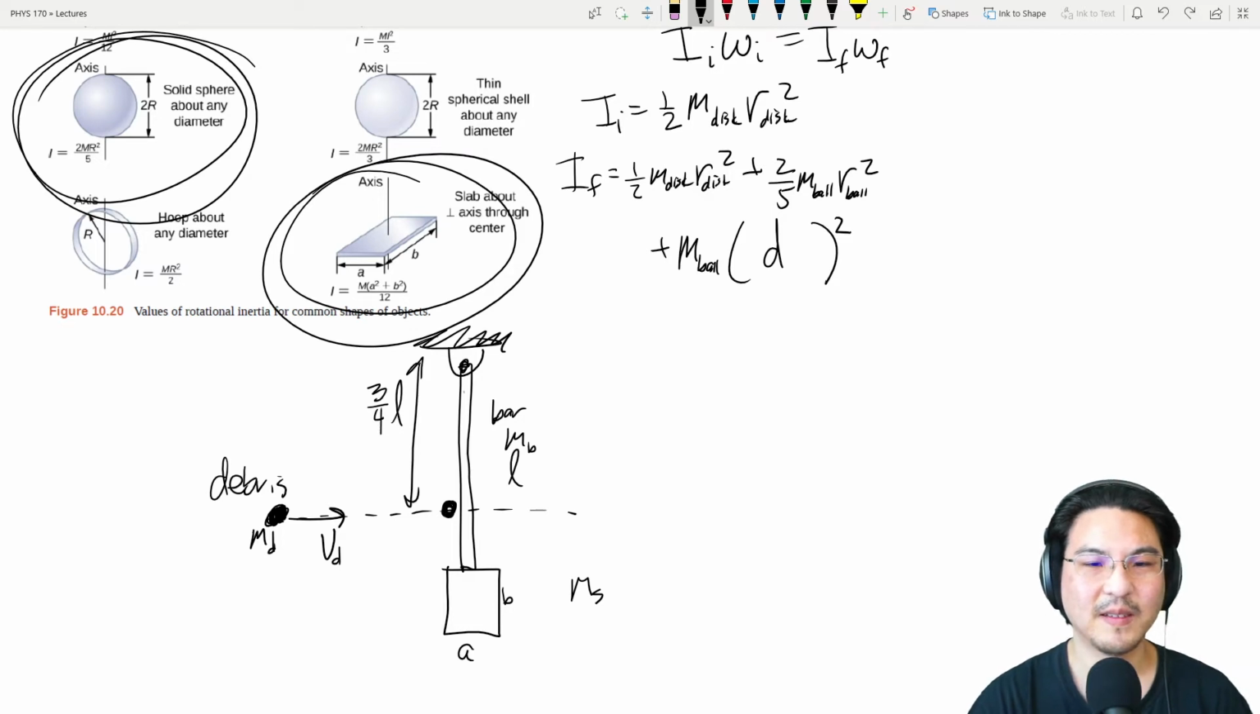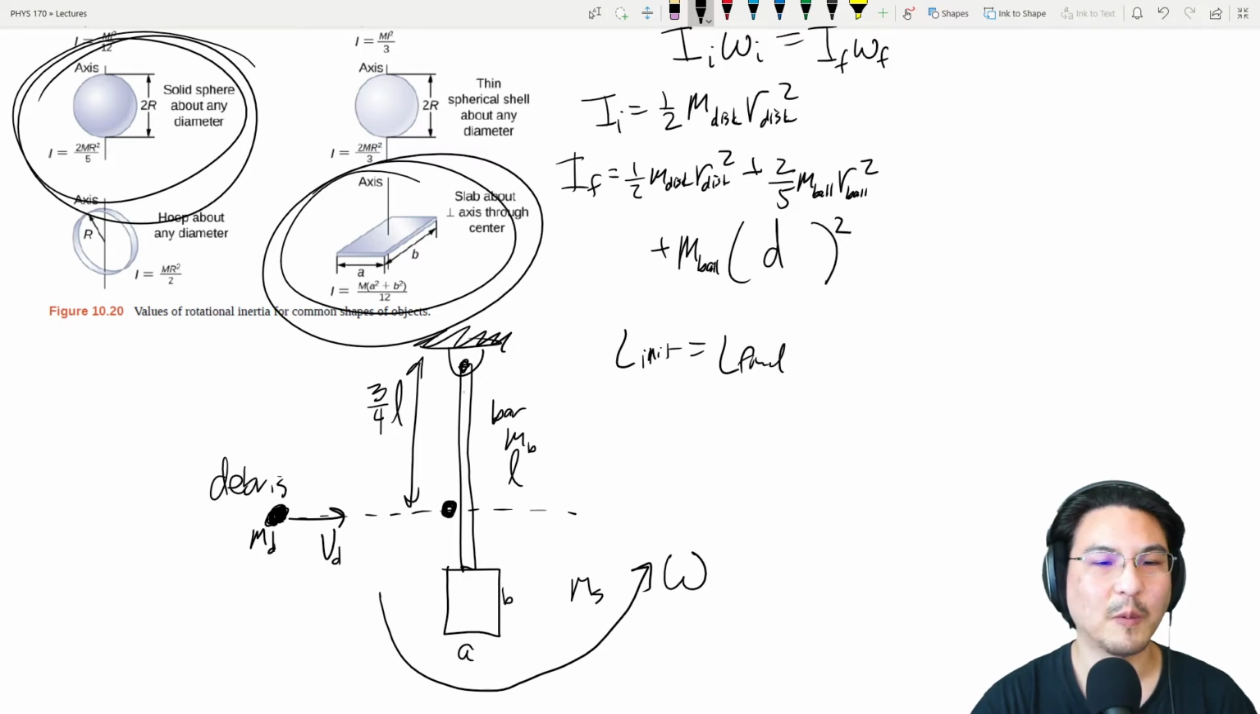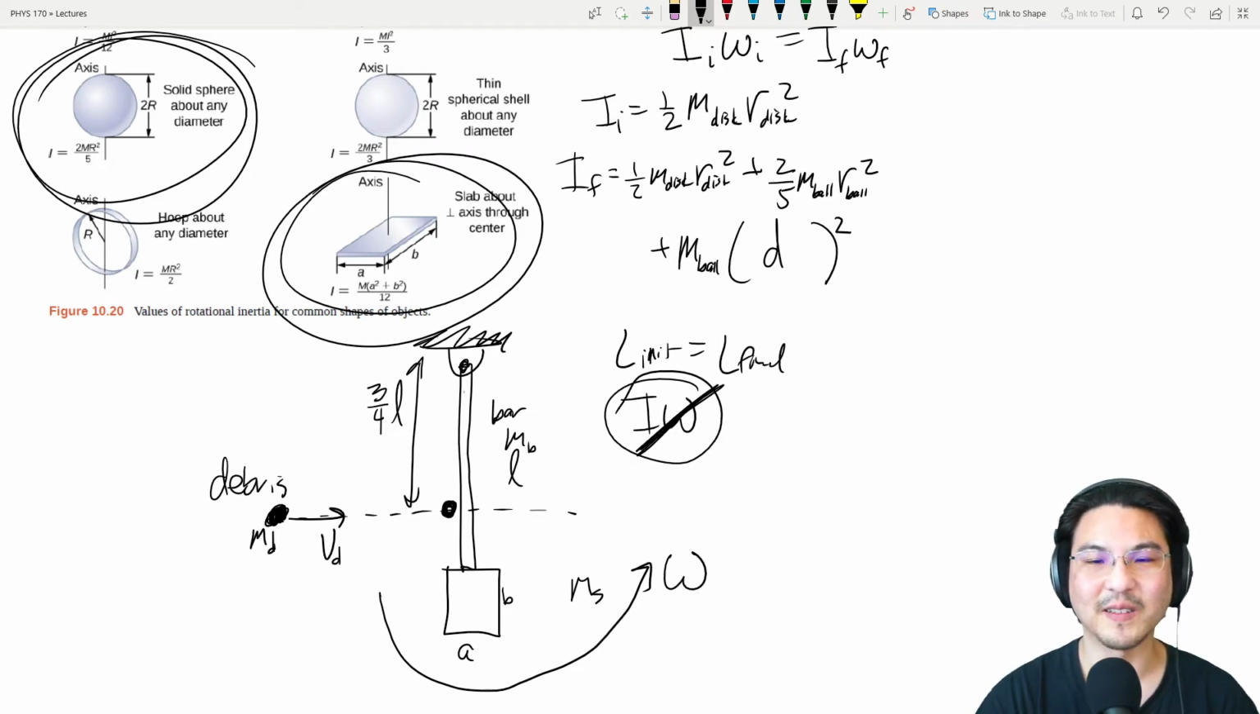Okay, so what is conserved in this collision? Angular momentum is conserved, right? Because after the collision, the pendulum is going to swing with some angular velocity like this. Okay, so angular momentum is conserved. Okay, what is the angular momentum before the collision? So if this turbine blade is at rest, I omega would be 0 because it doesn't have any angular velocity.